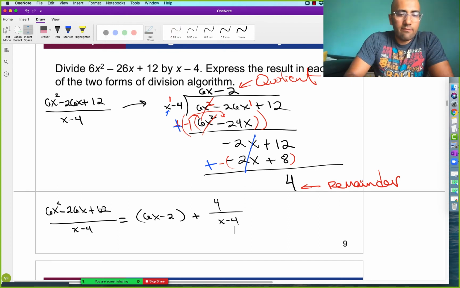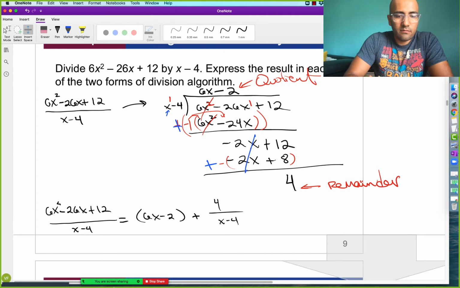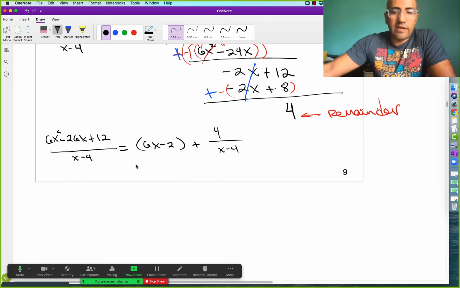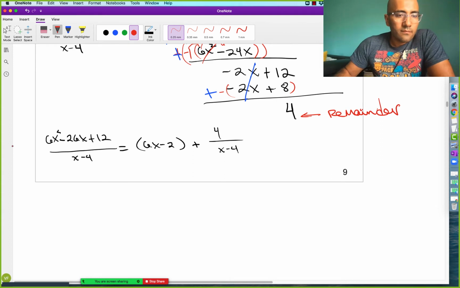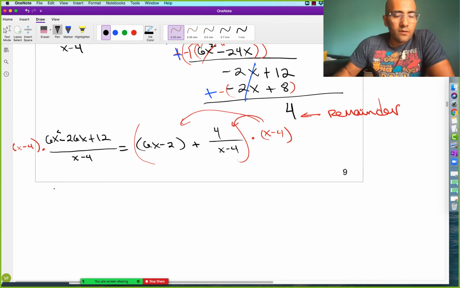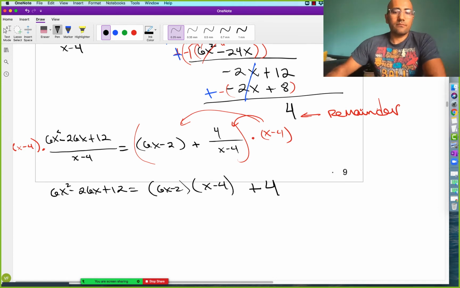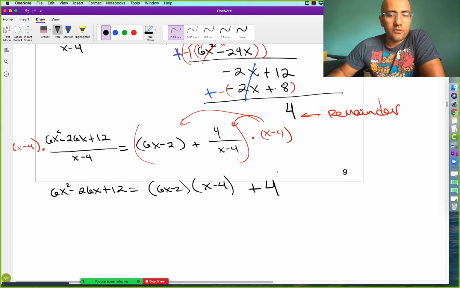Good. And then if I multiply both sides of the equal sign by that x minus 4, and then distribute, I'll end up with 6x squared minus 26x plus 12 equals 6x minus 2 times x minus 4 plus 4. Good? Questions?